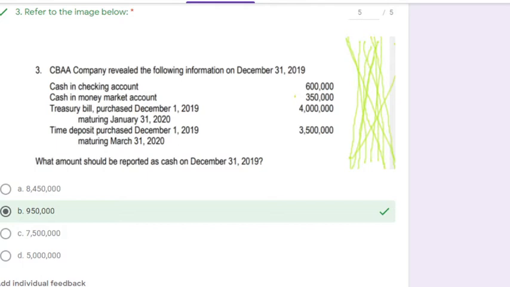So, tingnan mo na lang dyan is the cash in checking account and the cash in money market account. So, cash in checking account, this is a cash in bank. Cash in money market account, this is considered also as cash. So, what's the answer for number 3? That is 950,000. Yung 600,000 and 350,000 lang.